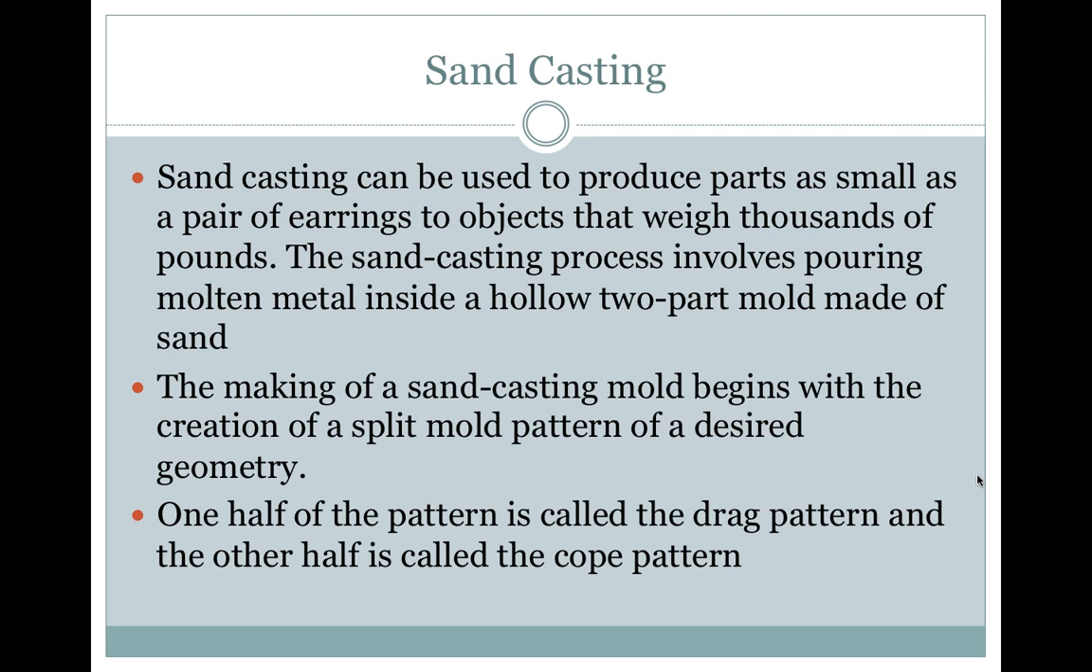Sand casting. Sand casting can be used to produce parts as small as a pair of earrings to objects that weigh thousands of pounds. The sand casting process involves pouring molten metal inside a hollow, two-part mold made of sand. The making of a sand casting mold begins with the creation of a split mold pattern of a desired geometry. One half of the pattern is called the drag pattern, and the other half is called the cope pattern.